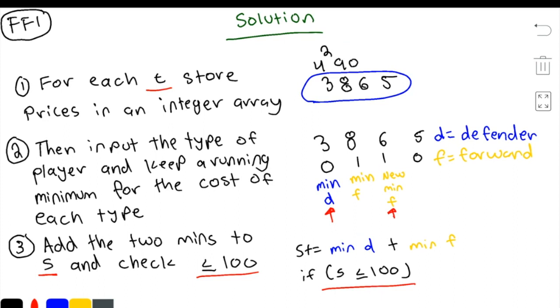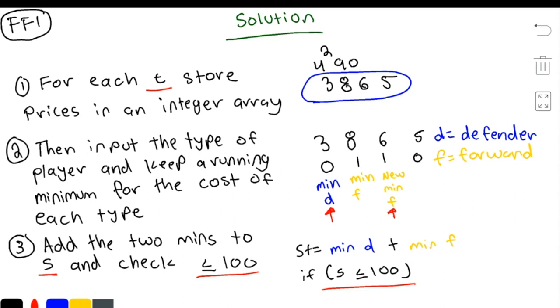Let's move on to the solution of the problem. For each test case, you're going to store the prices of the available players in an integer array. Then you're going to input the type of player and keep a running minimum for the cost of each type. Basically, for each type, you're going to have a minimum variable, and you're going to loop through the array. You check what type it is, and for that type, if the price is less than the current minimum, you change it because you want the minimum value. But if the price is greater than the current minimum, then you don't do anything.